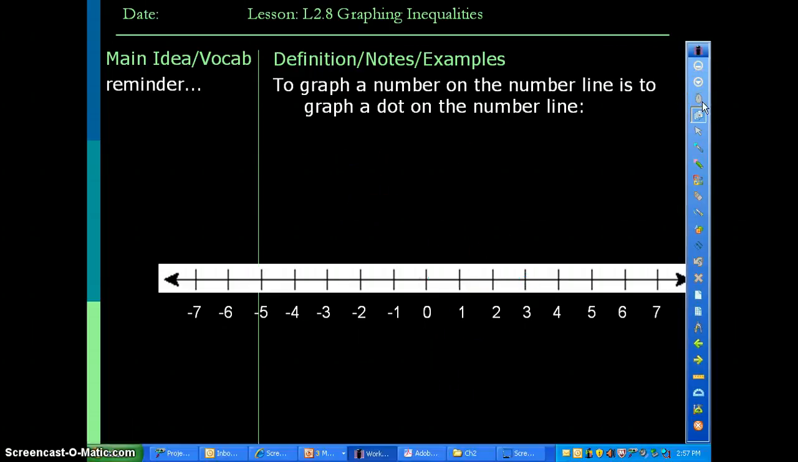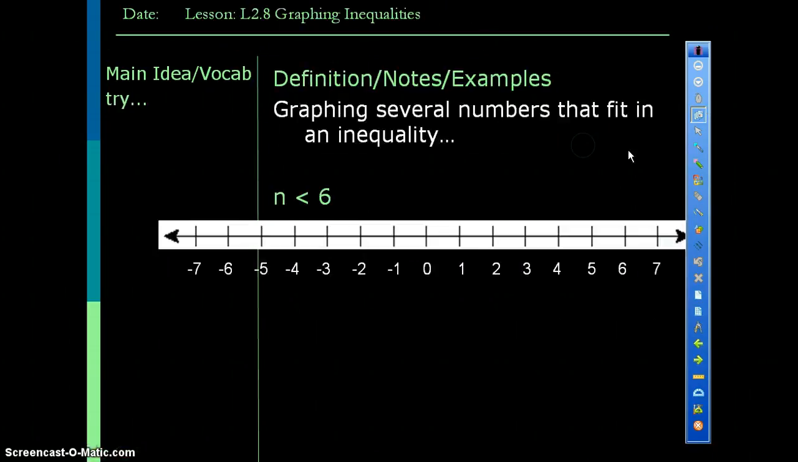Now I want you guys to go ahead and try sketching a number line in your notes and graphing several numbers that fit in the following inequality. N is less than 6. Go ahead, take a moment, press pause, sketch the number line itself, as well as graphing a few numbers that fit in the inequality.